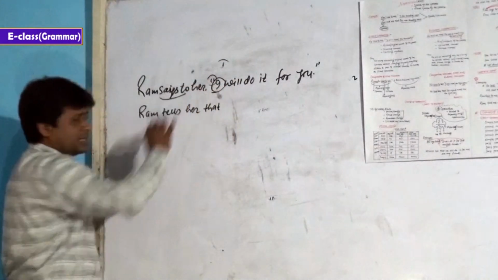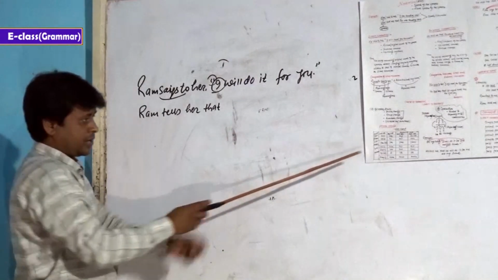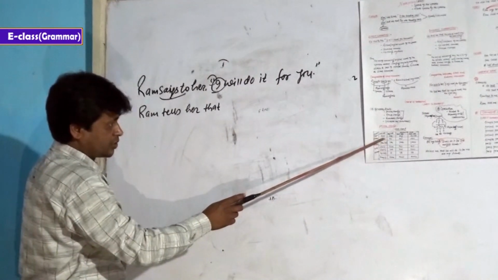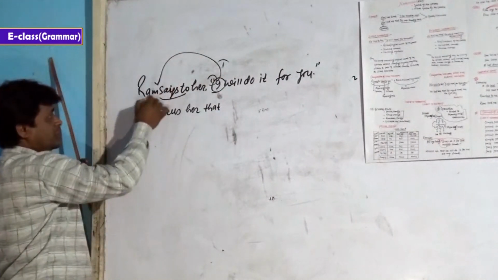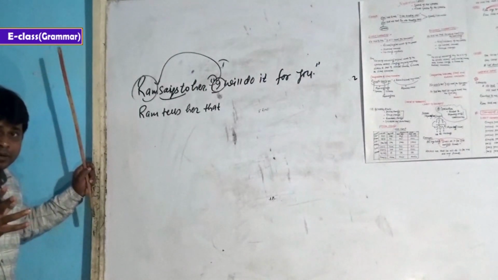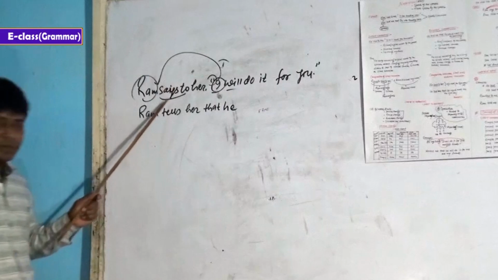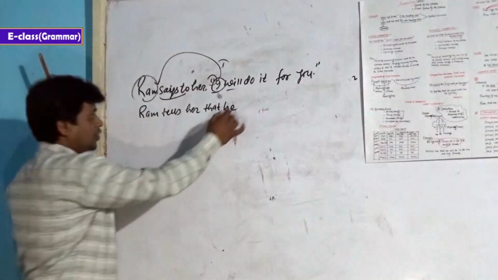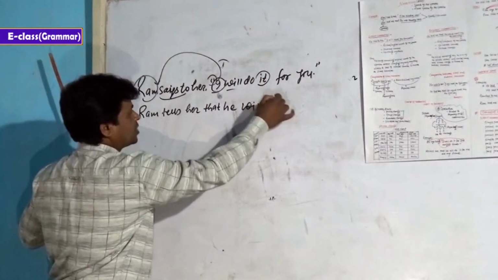I, first person, let's see again. First person subjective case. See on the chart here: first person subjective case, I. This is to be changed according to subject. What is the subject here? Ram. And what is the pronoun for Ram? He. So we write he here. No change in tense because this is simple present tense. He will do. This is third person, no change.